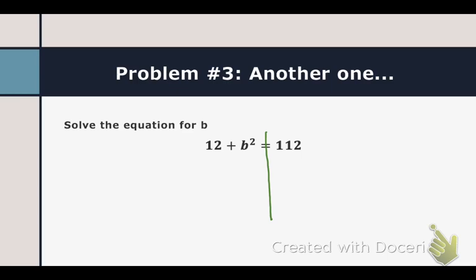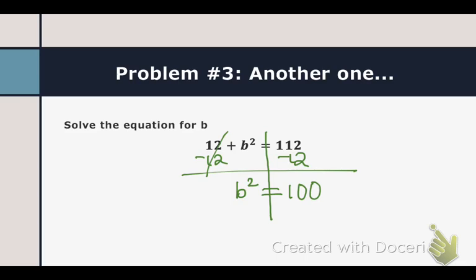So it's a positive 12. That means I'm subtracting 12 from both sides. On my left, the 12s cancel out, and I'm left with b squared equals 112 minus 12 is 100.